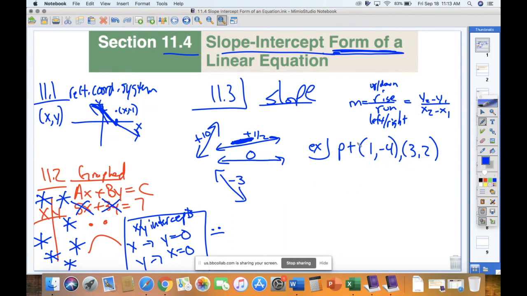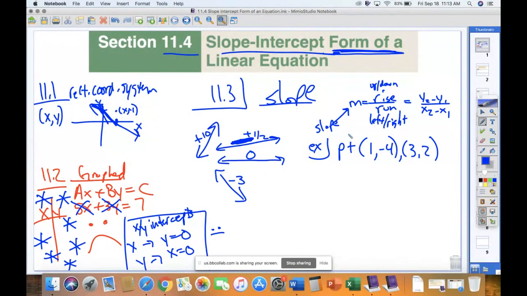Well, our slope, by the way, I forgot to say, slope in math is m. Why it's m? I don't know. I can guess that it's not s because s looks like a 5. So we don't want a bunch of 5 looking things on our paper.